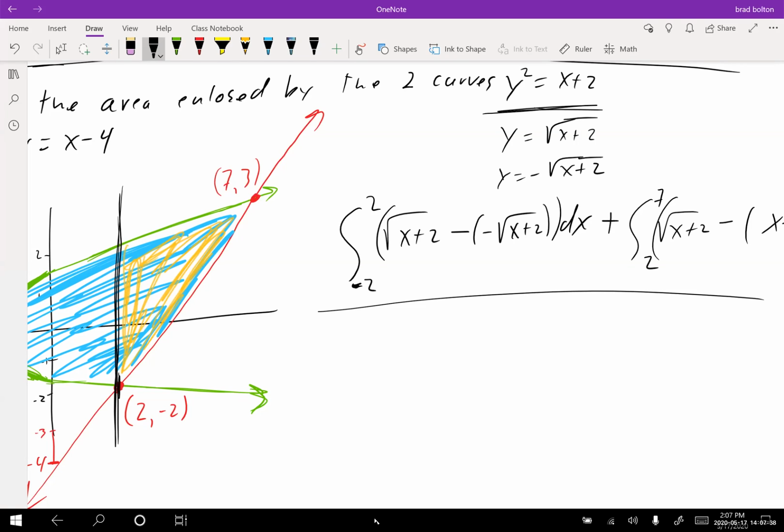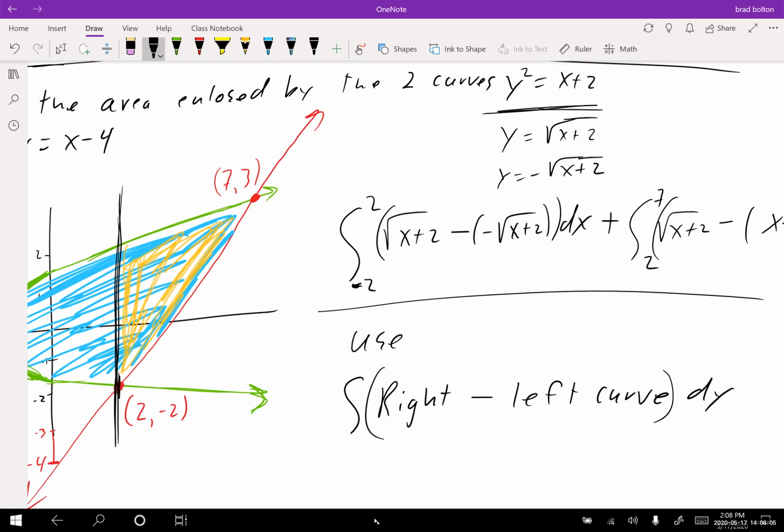So we could do it that way and it would work, but I want to show you guys how you can do parabolas or shapes where it's harder to discern what's the top curve and the bottom curve. So you can do right curve minus left curve instead. So we could use the integral of right curve minus left curve, dy. So you can switch to dy if you want to do this. Okay, so this is a way you can do it.